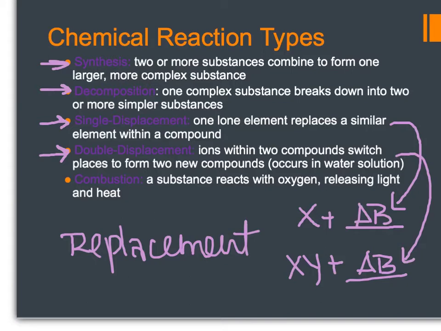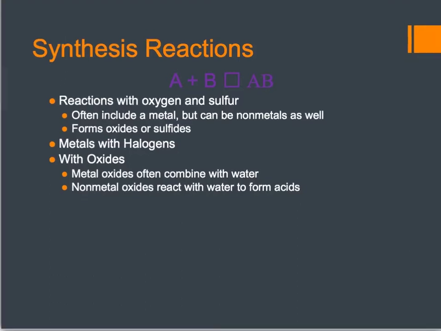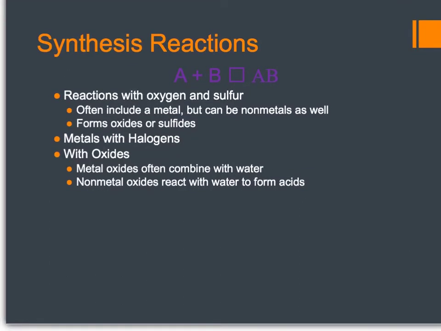The last chemical reaction type is combustion, and combustion basically means fire. So combustion is when any substance reacts with oxygen to create a large release of both light and heat energy. So we would see that from the outside as the production of fire. Many things can burn. As long as they're burning with oxygen, then that's a combustion reaction. So we're going to look at each of these reactions in a little bit more specific detail.